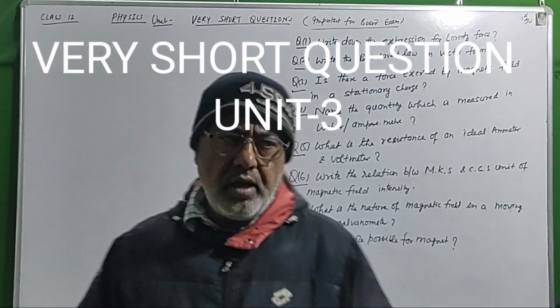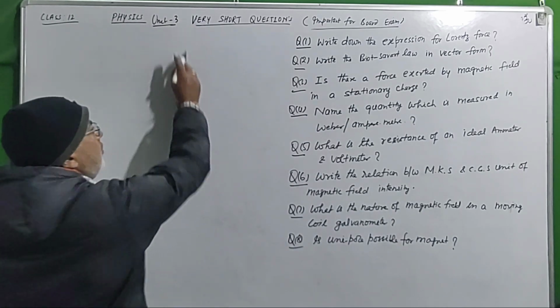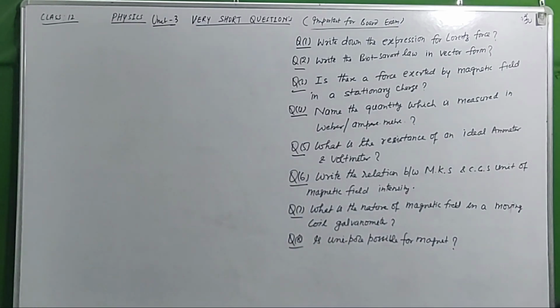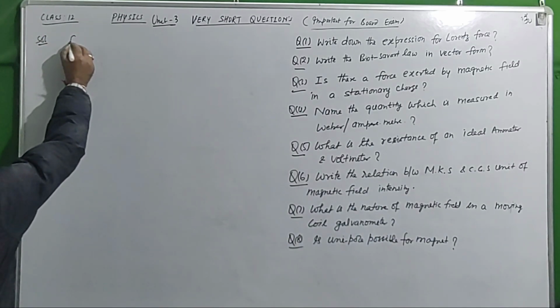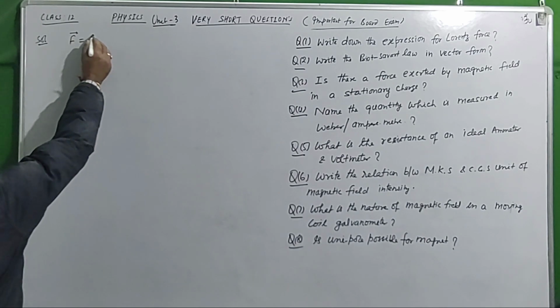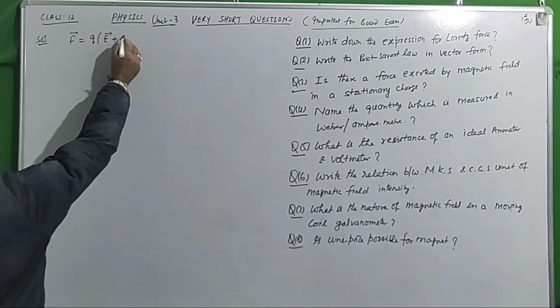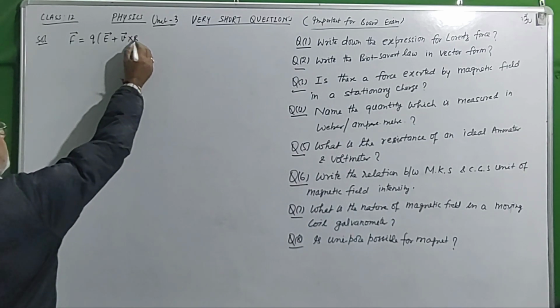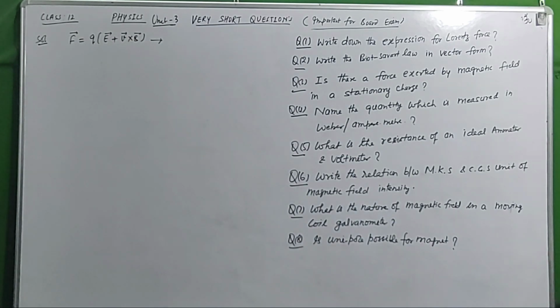So today, very short questions of Unit 3 for board preparation. First question, write down the expression for Lorentz force. Actually, Lorentz force is the combined force due to electric field and magnetic field. So that is F is equal to q(E plus v cross B). This is the expression for what? Lorentz force.